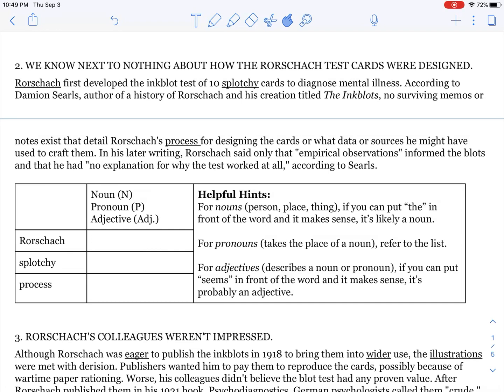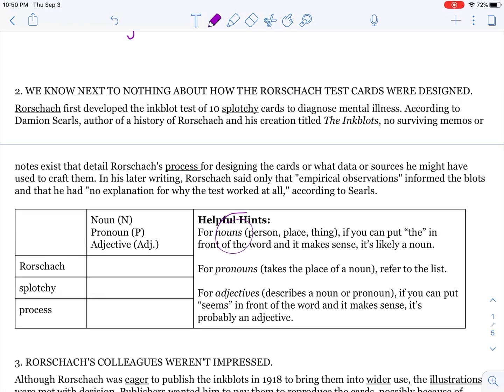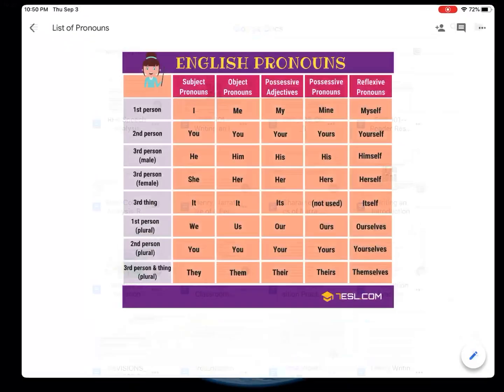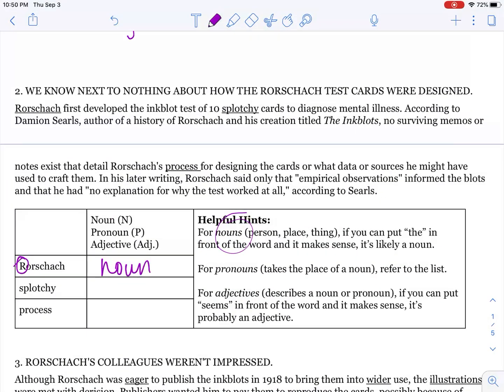let's see, where it says Rorschach. Rorschach is what's known as a proper noun. So that is going to be noun. It's a proper noun because it's got a capital letter. If you look, 10 splotchy cards. Is splotchy on the list? Nope. Seems splotchy? Yep. It seems splotchy because it's describing the cards. What kind of cards? Splotchy cards.